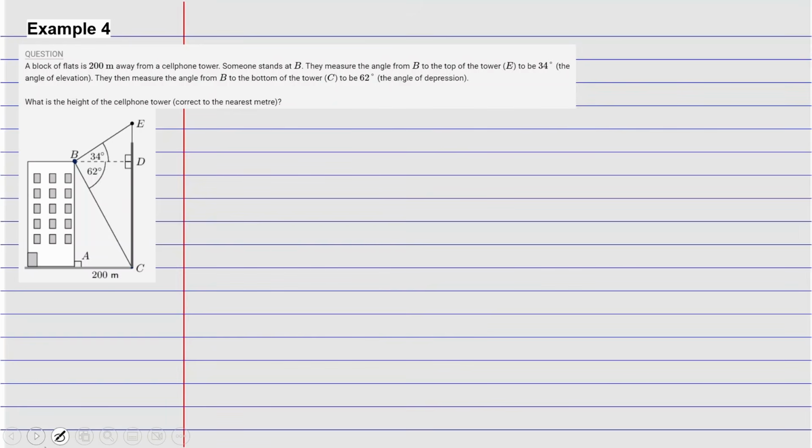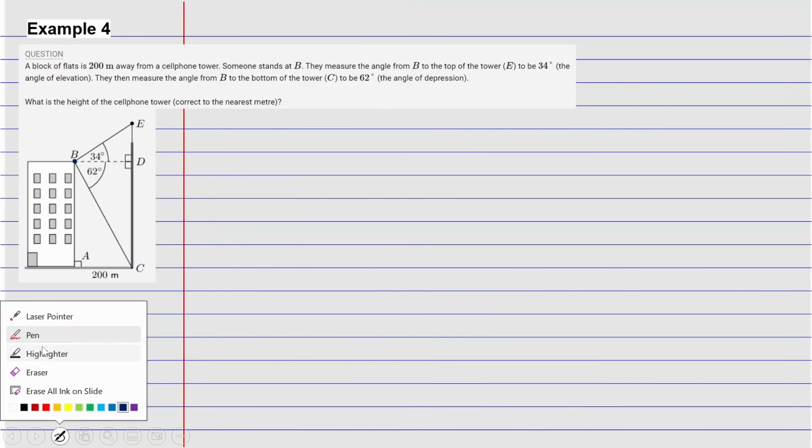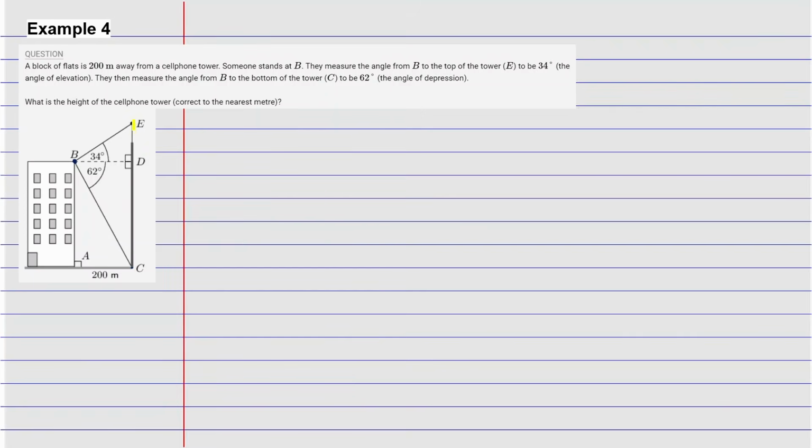So what do we want? We want the height of the cell phone tower. This is the entire height of the cell phone tower. Do you see that the height of the tower is made out of two right-angled triangles, the one with the angle of depression and the other one with the angle of elevation, right? So that's what we know.